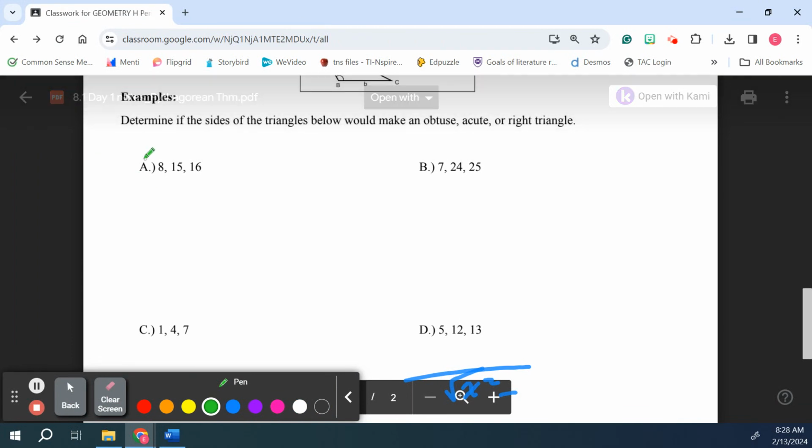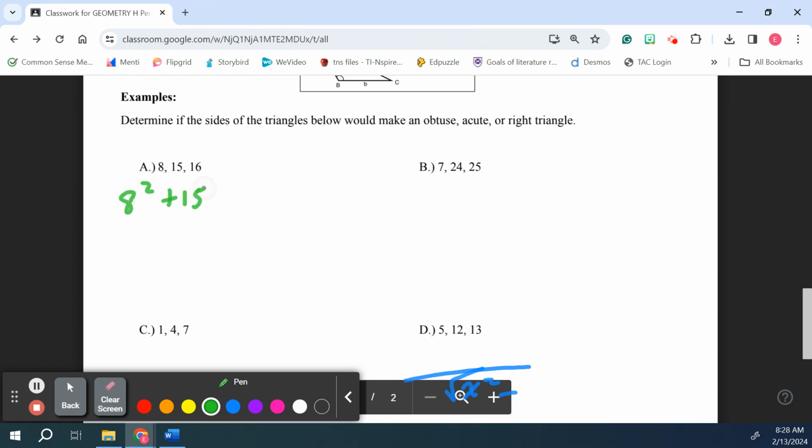In this case, what you always do is set it up just like the triples. You take the 2 smaller sides squared with the sum, and then the larger side, which is usually your, in air quotes, hypotenuse, or the longest side, is what it's supposed to equal or be less than or greater than. So we're going to have here 8 squared plus 15 squared, and we're seeing what's going on with 16 squared.